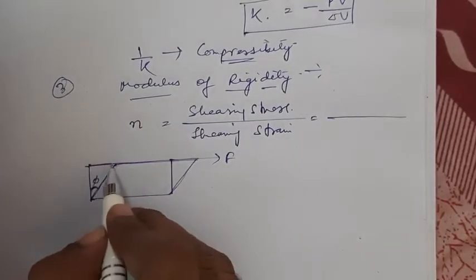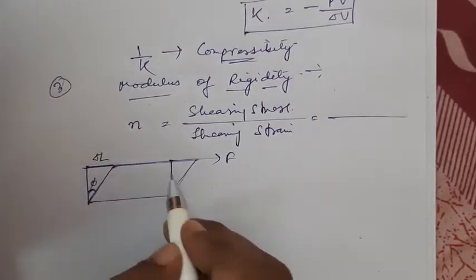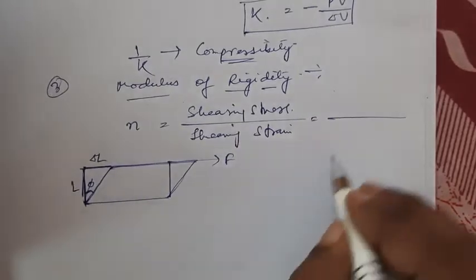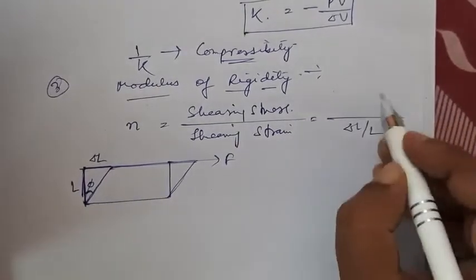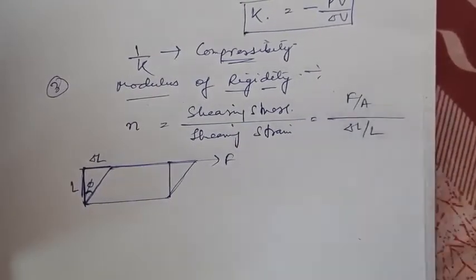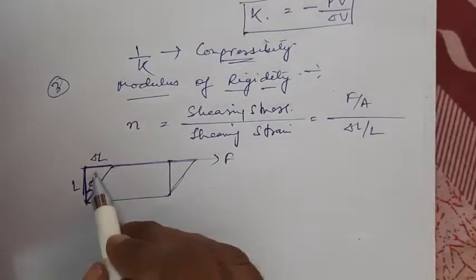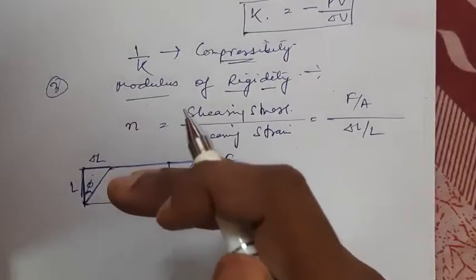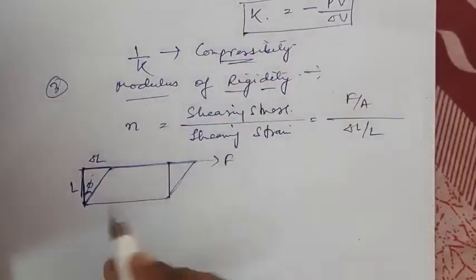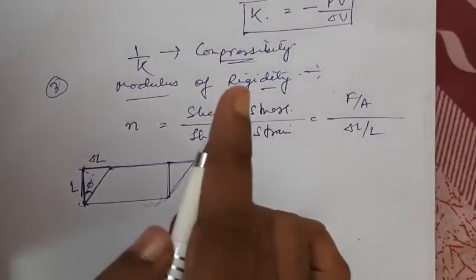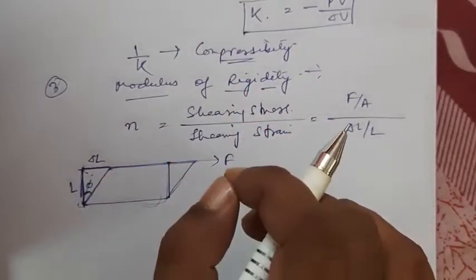So delta L is the change in length here. The original length of this side is L. So delta L by L, F by A. Now area of cross section means the area of the surface on which the force is applied, and not this area. No other area, only that area on which the force has been applied.